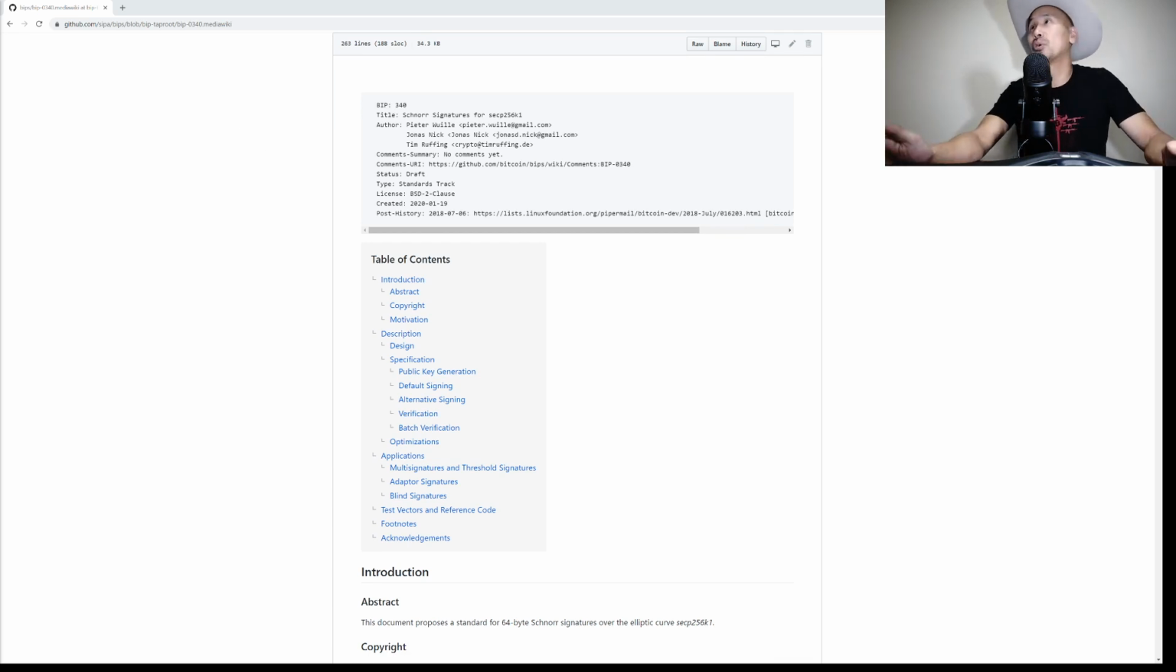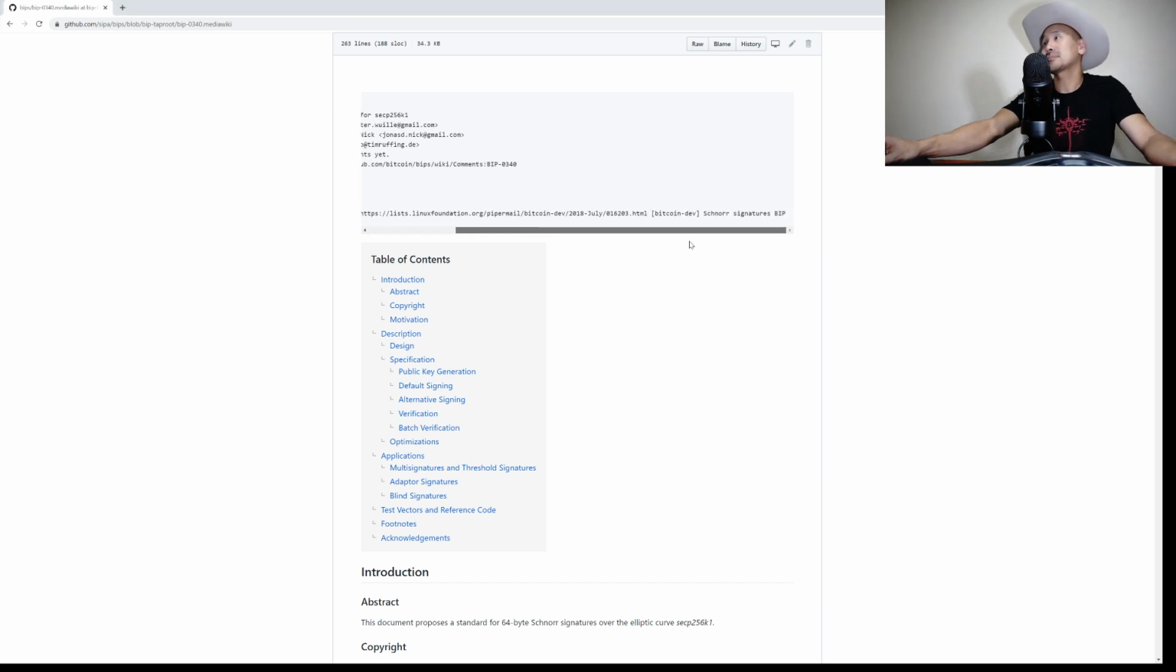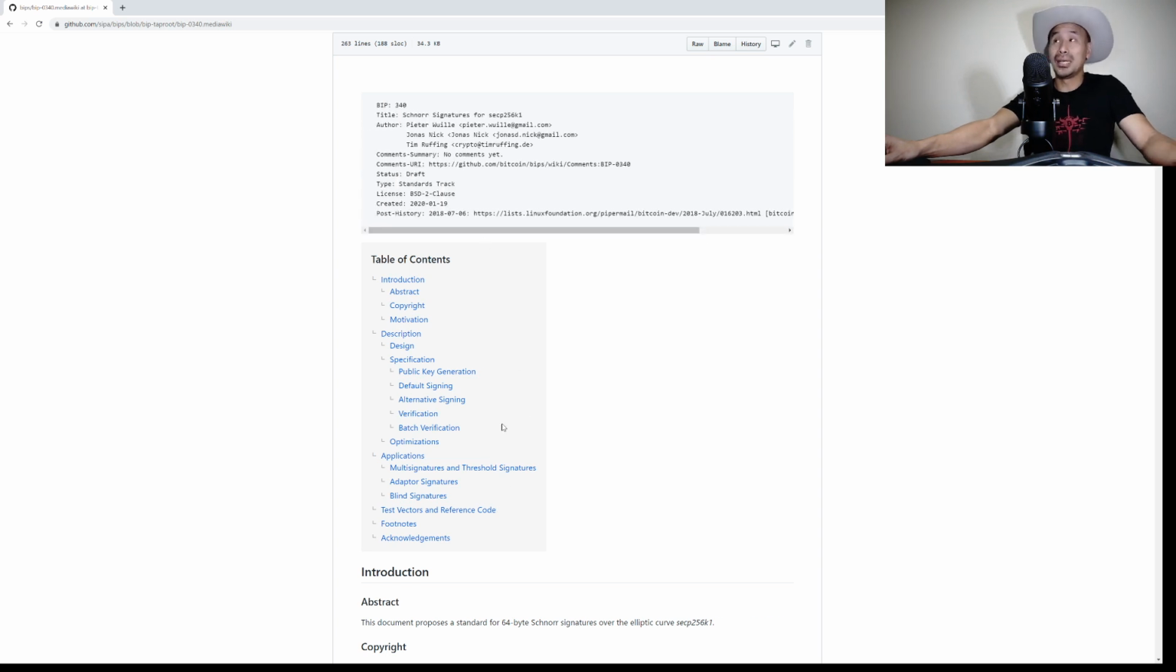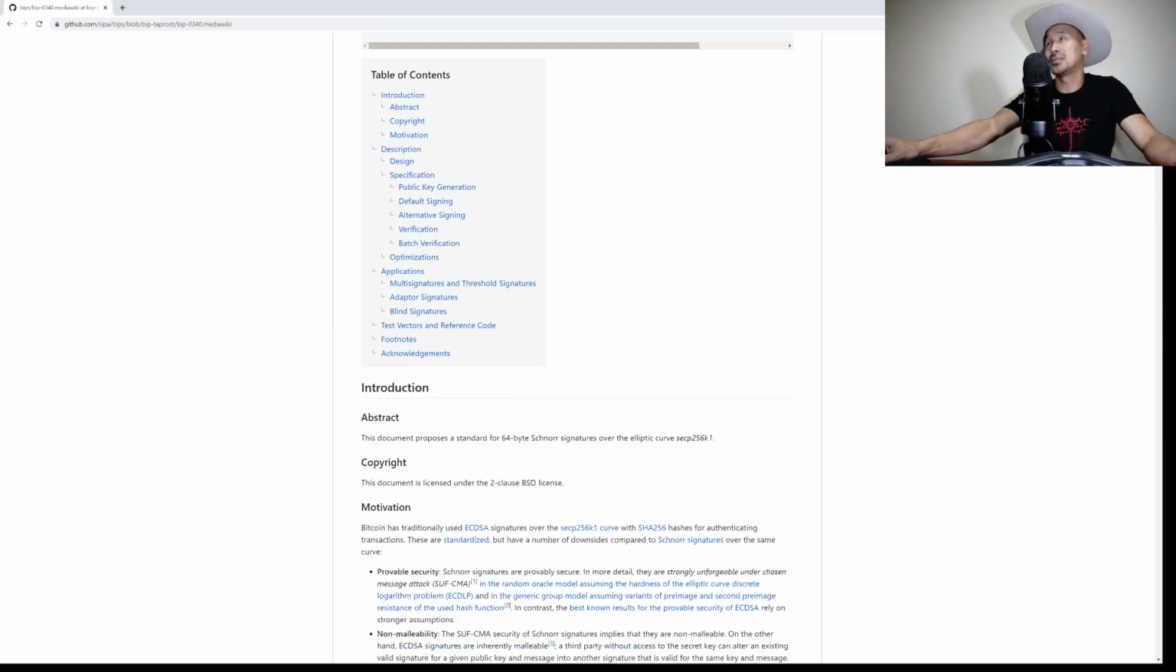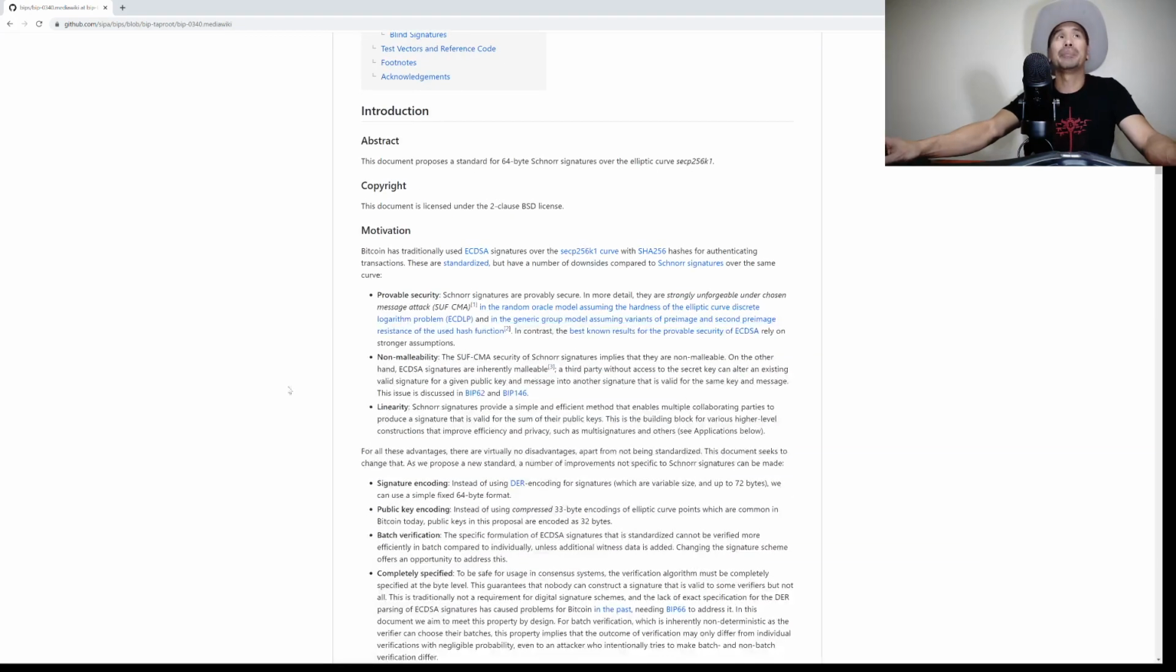All right, so the BIP number is 340. Title is Schnorr Signatures for secp256k1. The three principals here for this particular BIP are Pieter Wuille, Jonas Nick, and Tim Ruffing. No comments yet. Comments-URI. It's a draft status. It'll probably get on the standards track fairly quick. Yeah, it is standards track. BSD 2-clause, created, I guess, a couple days ago. And there's a post history. Wow, I guess it's from July of 2018. So lots of stuff there. But let's get to the actual BIP and read through it.